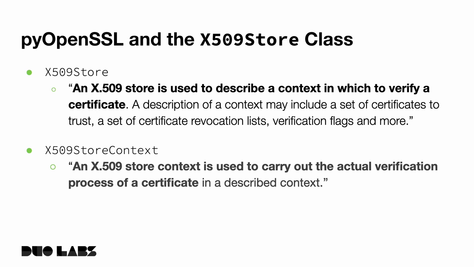There are two classes here, the X509 store and the X509 store context. To give a brief overview of them, the X509 store is used to describe a context in which to verify a certificate, so it sort of represents the roots of trust. And then the X509 store context is used to actually carry out the verification of a certificate. In my opinion, these names should be kind of swapped. I think they do exactly the opposite of what they say on the tin, but that's neither here nor there.